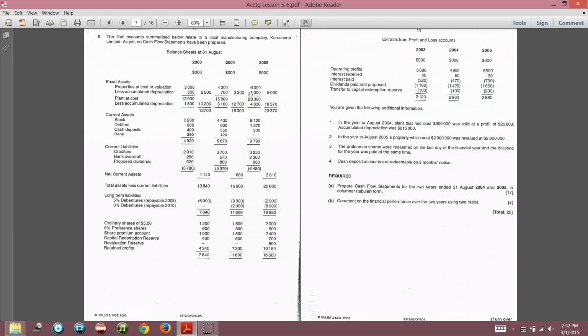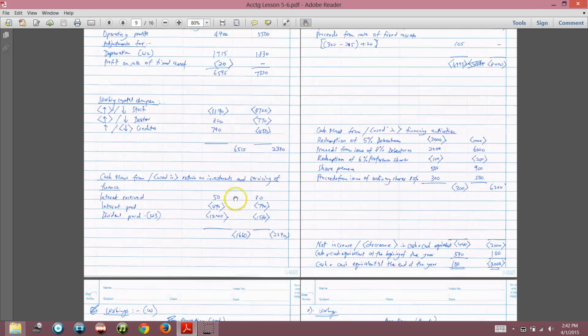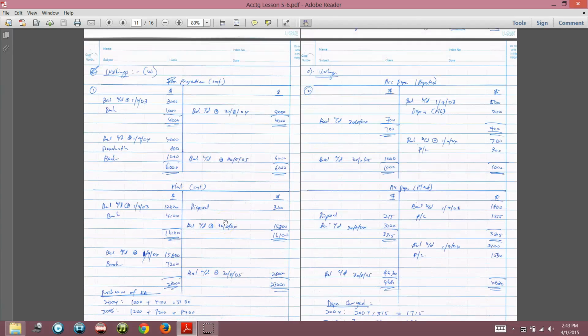So that means assuming we have paid no dividend, at the end of 2004 we should owe them 2040. But we owe them only 800. That is because 2040 minus 800 is 1240. 1240 is what we have paid to the shareholder. So dividend paid to the shareholder during the year is 1240. Do you follow?